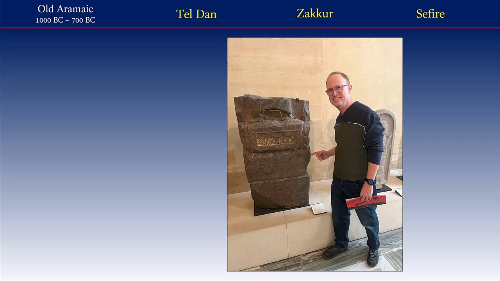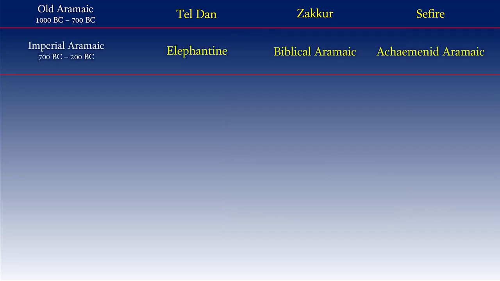From a two-dimensional perspective, it looks like I'm touching the stele. I'm actually not. The next stage is Imperial Aramaic, where Biblical Aramaic falls within this stratum. We frequently looked at Elephantine documents because they are of the same historical period, and Achaemenid Aramaic is probably the reason why this is called in scholarly circles Imperial Aramaic, because in that empire, Aramaic was the lingua franca.